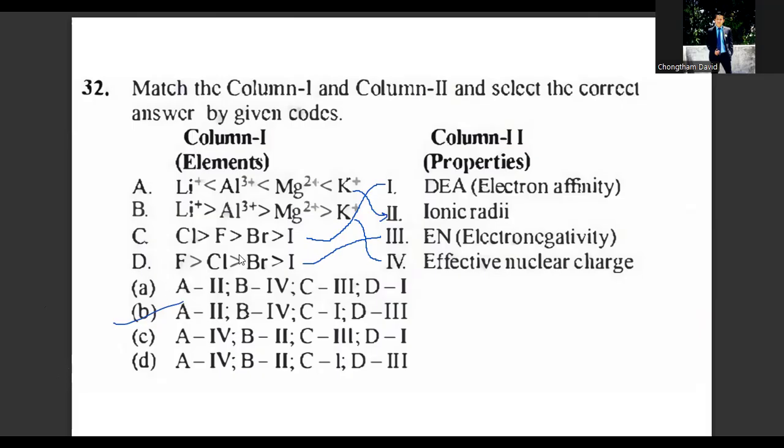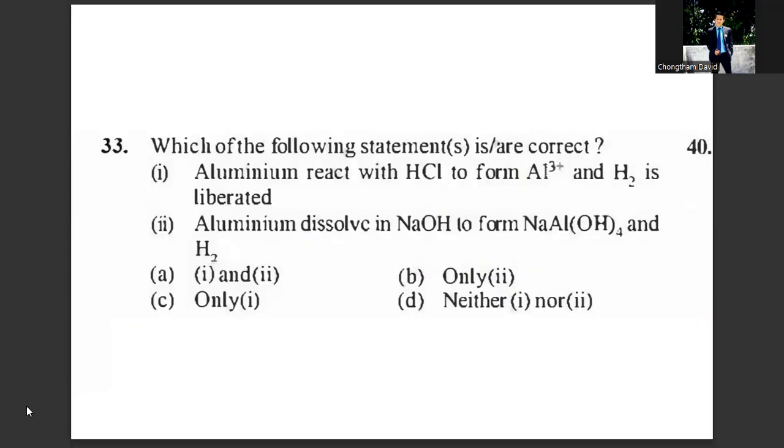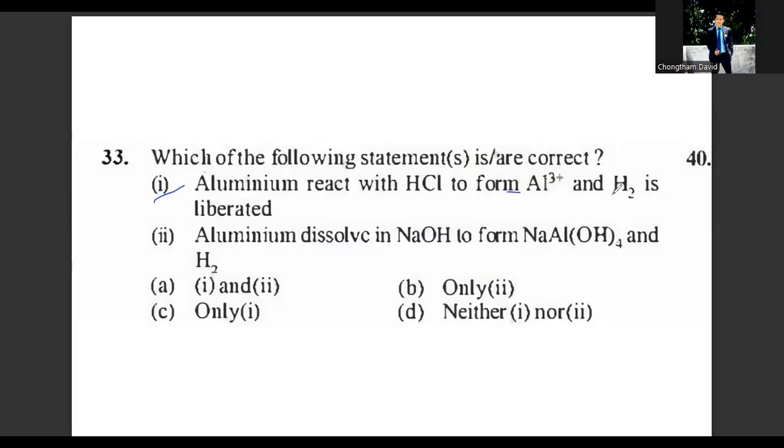Next question number 33. Which of the following statements is or are incorrect? Aluminum reacts with HCl to form aluminium ion and hydrogen is liberated. This is correct. Aluminum dissolved, you have to go with SRP values. Aluminum dissolved in sodium hydroxide to form sodium metaaluminate and hydrogen. This is also correct. So if both are correct, A is the answer to question number 33.